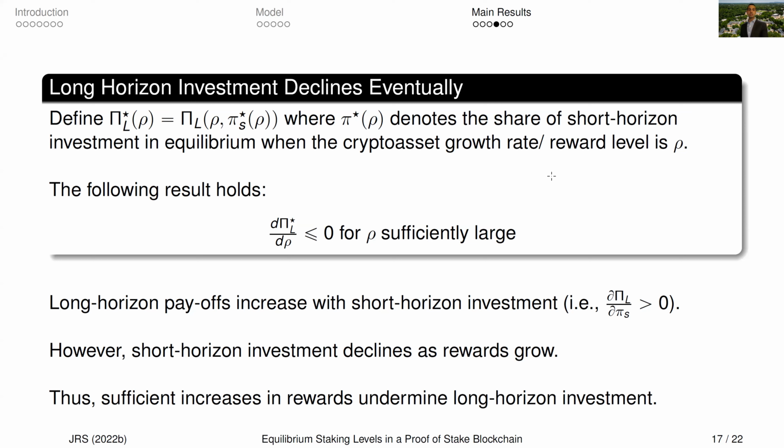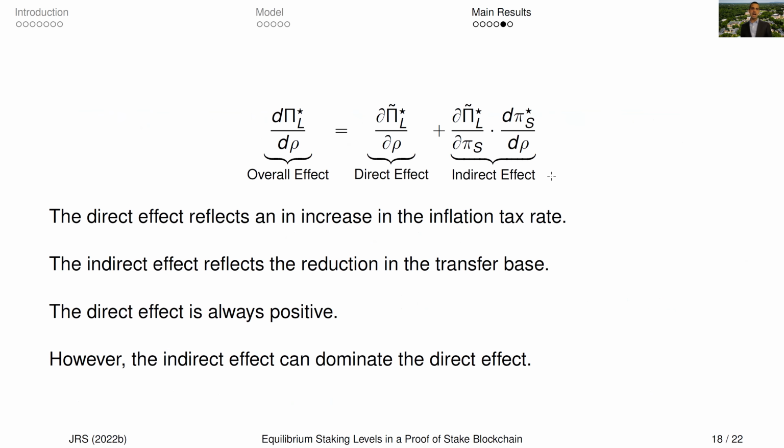And so what's the result here? Well, the result is that the total derivative, either you think of it as the derivative of this univariate function or sort of the total derivative of that previous function, is actually decreasing in rho for sufficiently large rho, right? And now why is that happening?